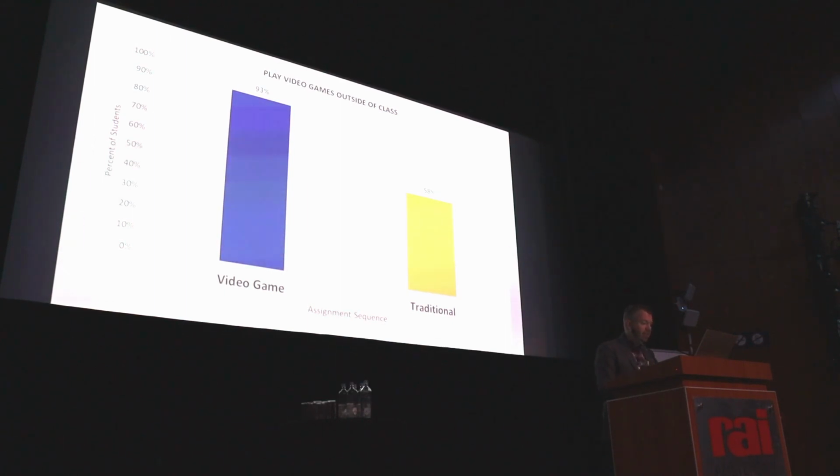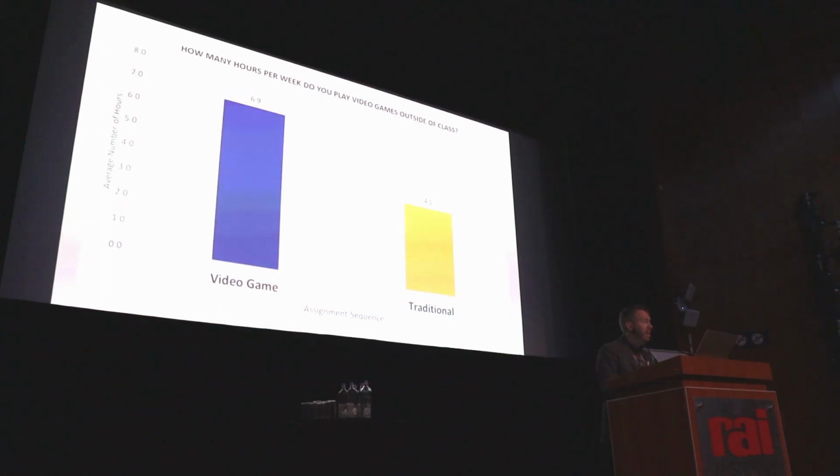Okay, now, the first thing that emerges when we actually look at the data from the students is that they very heavily self-select based on their previous gaming experiences, right? So when they have the option, 13 out of the 14 students who chose the video game assignment sequence played video games for fun outside of class, right? Slightly over half of the people who chose the traditional assignment sequence do the same thing, but a notable difference there.